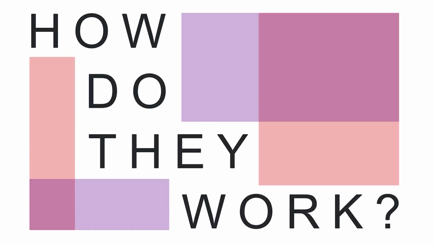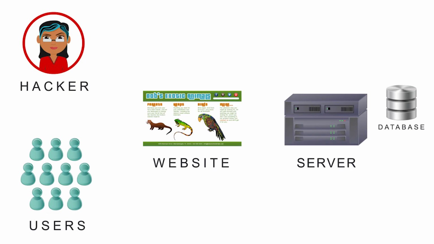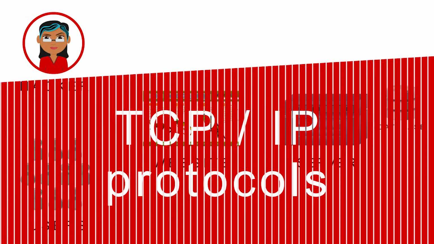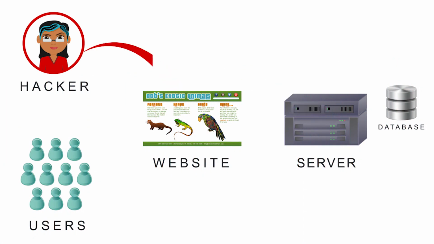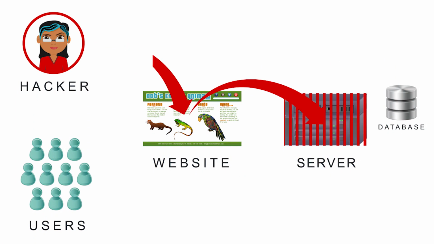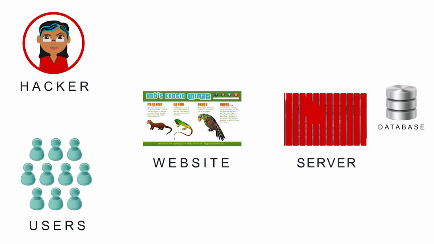How do they work? In the early days of network computing, it was quite easy for a single person to wreak havoc on users and websites. Once upon a time, it was possible for a single hacker to exploit TCP/IP protocols. The hacker simply flooded a server with multiple ping requests until it was overwhelmed and couldn't respond, which effectively shut down the server.